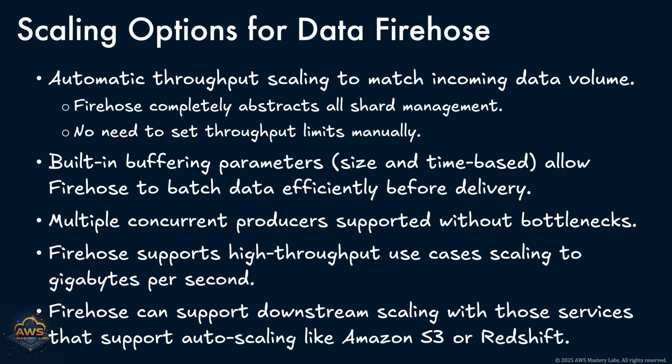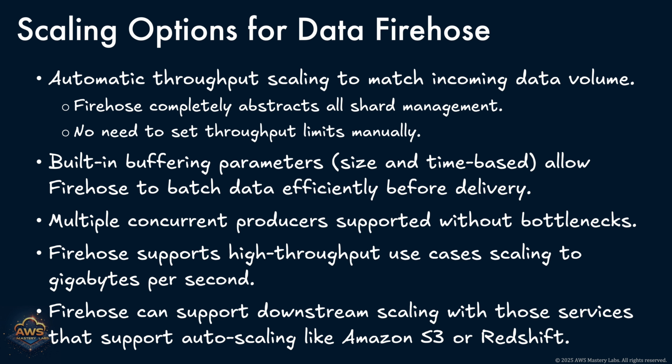Data Firehose is designed to handle automatic throughput scaling. As your incoming data volume increases or decreases, Firehose adapts behind the scenes to accommodate the change. This means you don't need to worry about partition keys or manually adjusting capacity like you would with other streaming services. One of the key benefits of Firehose is that it completely abstracts shard management. There's no need to provision or manage shards, no resharding logic, and no complex scaling strategies. Firehose simplifies the experience by managing the elasticity for you.